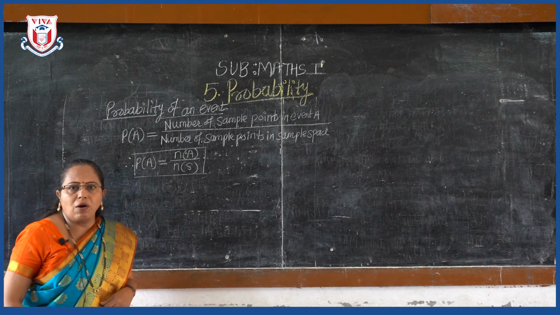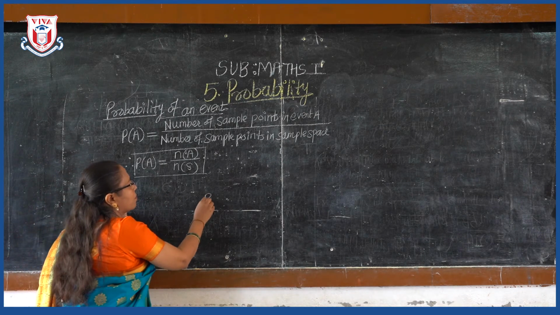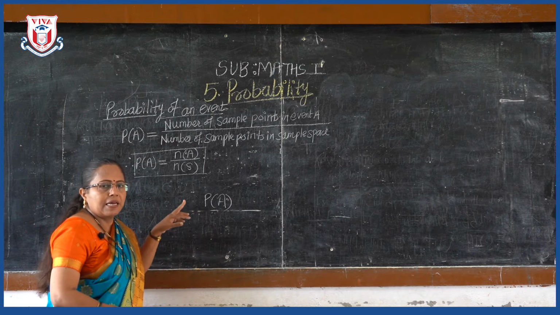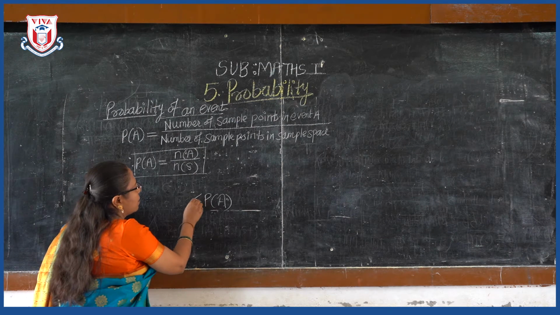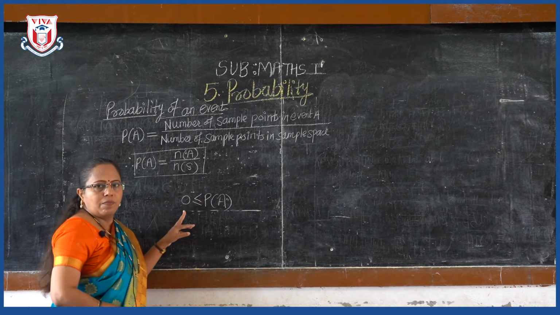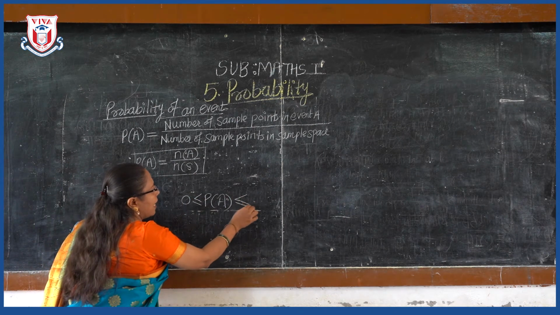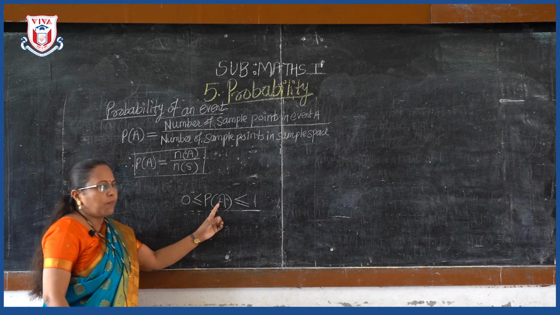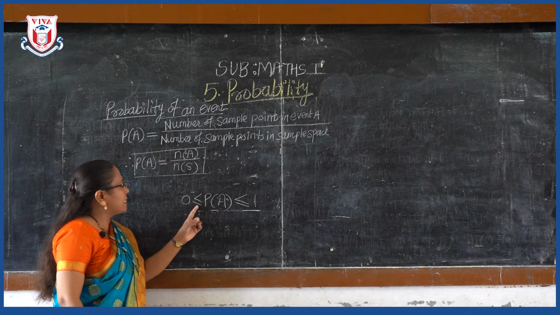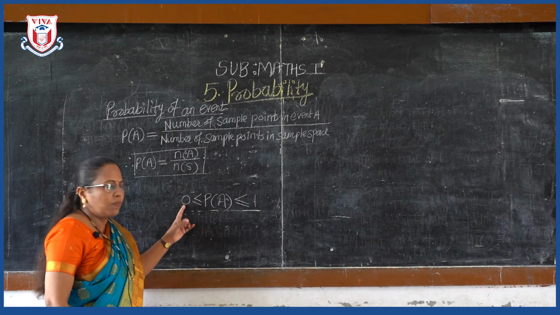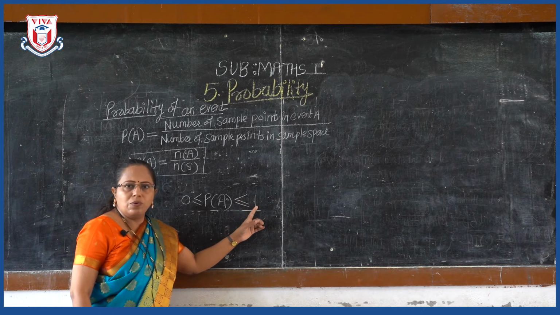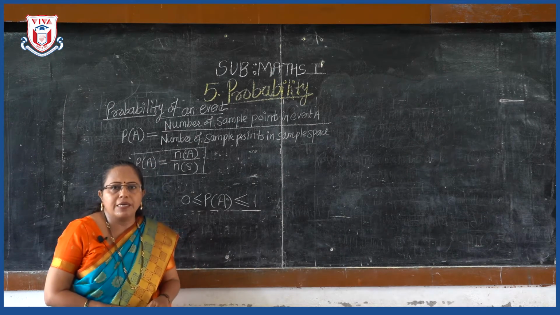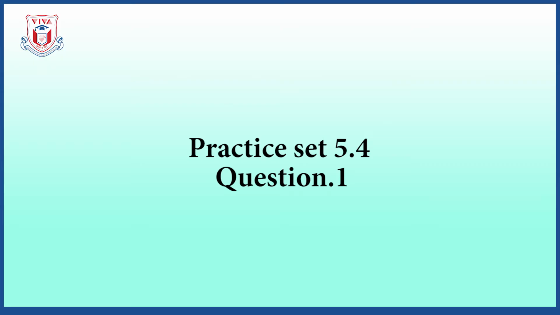The probability of any event, let's suppose event A, is always greater than or equal to 0 and less than or equal to 1. Probability of any event is always between 0 and 1. Let us see how to calculate the probability of an event.